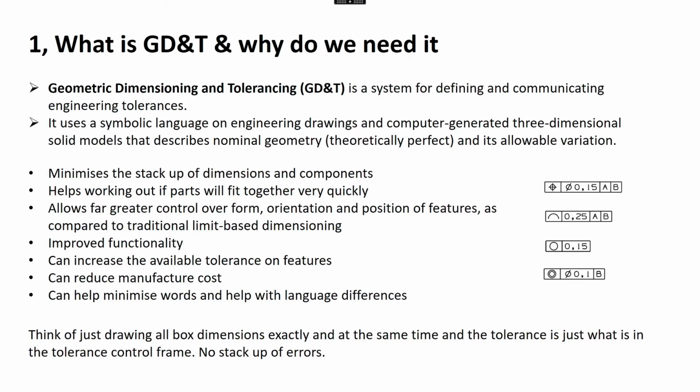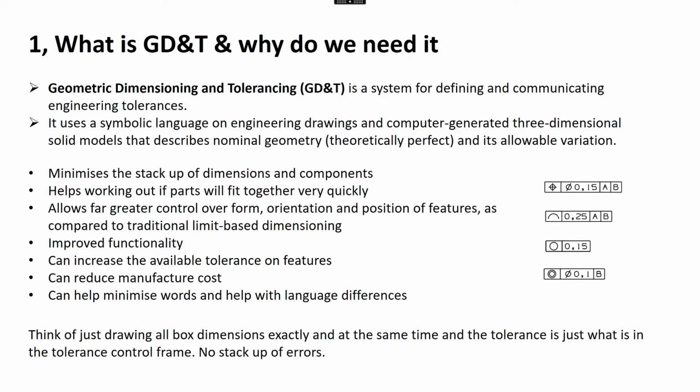It's used to minimize the stack up of components and dimensions. It can help with working out if components will fit together very quickly. It allows far greater control over form, orientation and position of features as compared to standard dimensions. I think one of the most important things here is you can minimize the words. So when you're dealing with different countries, for example, they'll understand the same symbols. It's very difficult to get the symbols wrong. They mean the same things even in different languages. That's one of the good things about GD&T. And we can actually reduce the manufacturing cost using this method. We'll go into some of that in a bit.